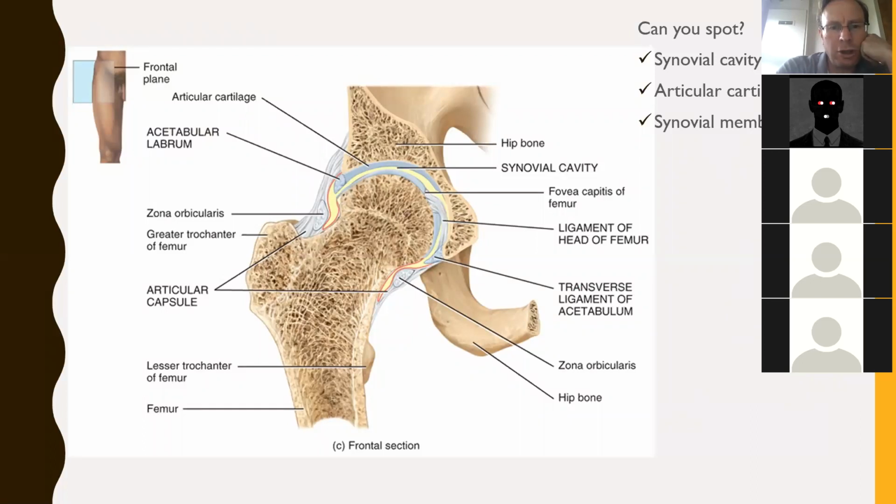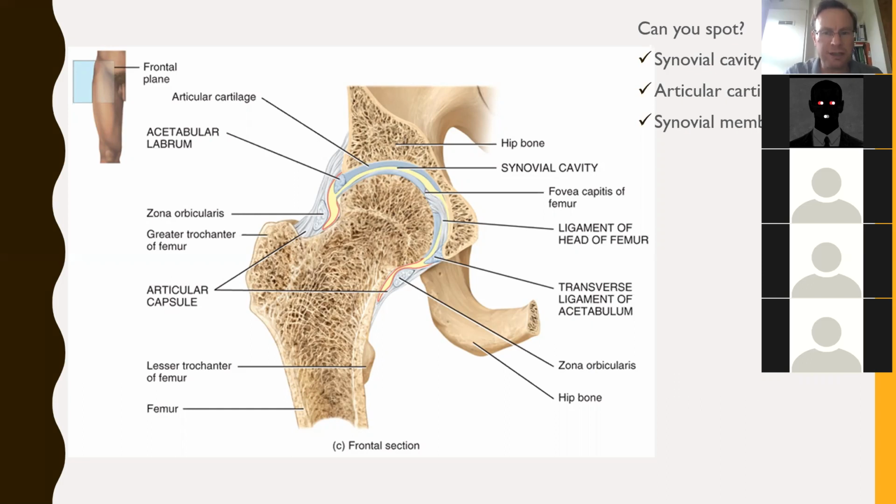So can you see the synovial cavity? This is what's called a ball and socket joint. If we think back to our classifications of joint, we've got our fibrous, we've got our cartilaginous, and now we've got our synovial joints. Our synovial joints, we break up into 6 different types. We'll look at those individually. This is a ball and socket joint.